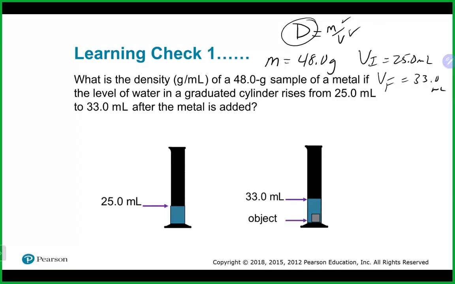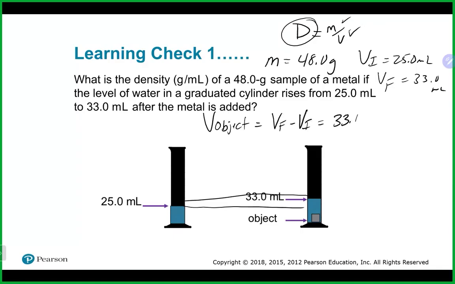We do need to figure out our volume, and again, it is basically the difference between where it started and where it ended. So the volume of our object is going to be our final volume minus our initial volume. So we're going to go 33 milliliters minus our 25 milliliters. And that's going to give us 8.0 milliliters. Here we do need 8.0 because we are subtracting and we are looking at decimal places. So that's 1 decimal place, 2 decimal places.